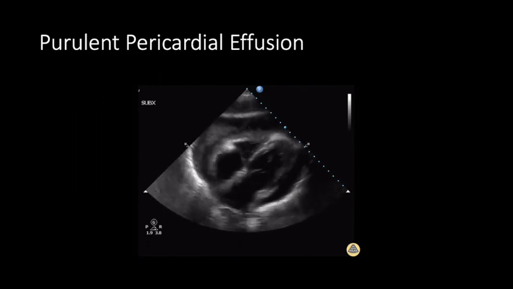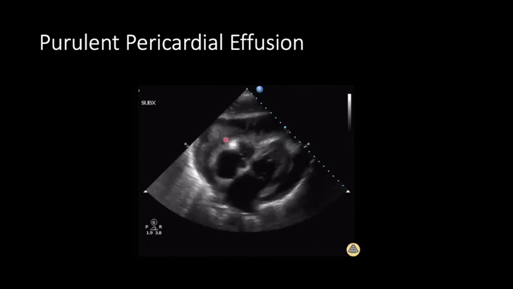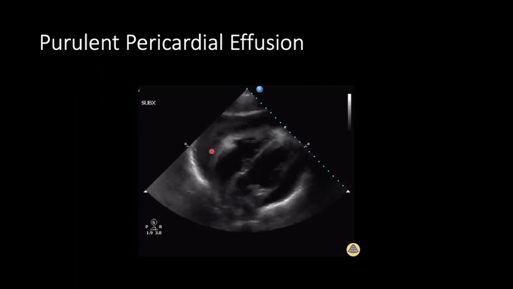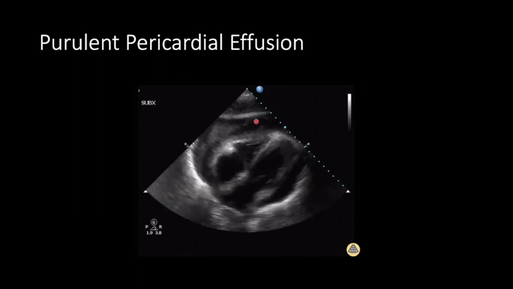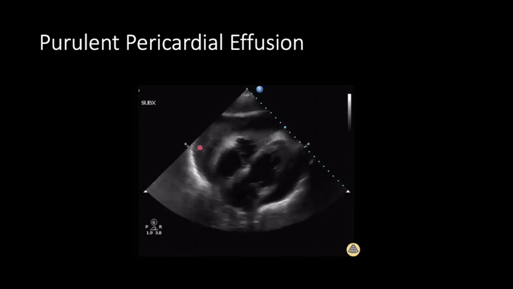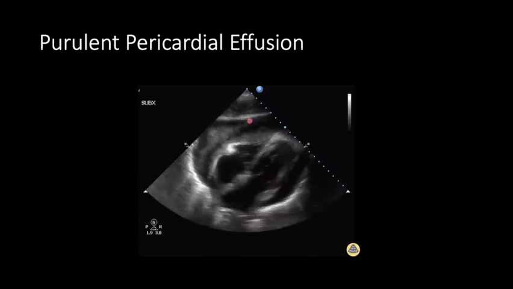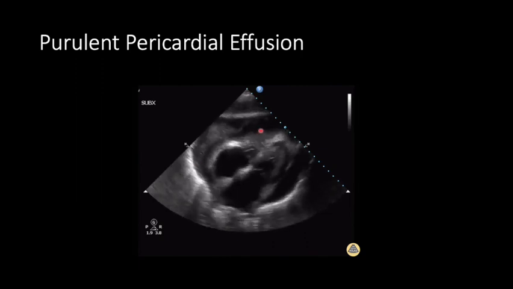Every now and then we can also get an infection of the pericardial space. So here we see what a purulent effusion might look like. And you notice that there's some loculations here, some septations within this fluid, as well as heterogeneity within the fluid itself. And this is again a subxiphoid view.